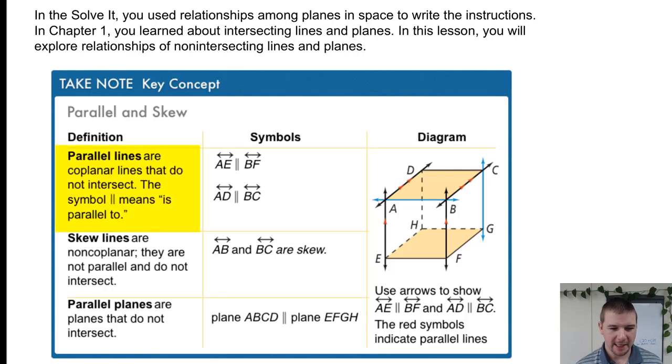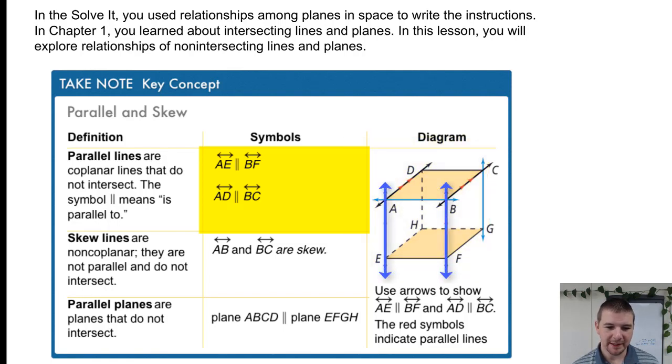They're coplanar lines that do not intersect. The symbol, 2 vertical bars, you can use the absolute value sign, means is parallel to. So to the right of this, we see the symbols representing that line AE is parallel to line BF, and also that line AD is parallel to line BC. We can see that from the 3-dimensional diagram at the right-hand side. AE is parallel to BF, and similarly, AD, the line, is parallel to line BC.